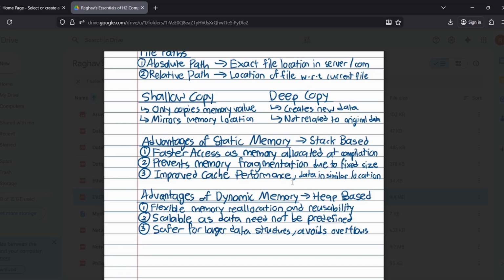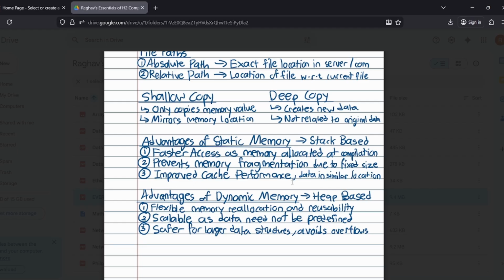Now, there are advantages of static and dynamic memory. One is stack-based and one is heap-based. For static, it has faster access as memory is allocated at compilation. Then it prevents memory fragmentation due to the fixed size, and it improves cache performance because data is in similar locations. Now for dynamic memory, it's heap-based.